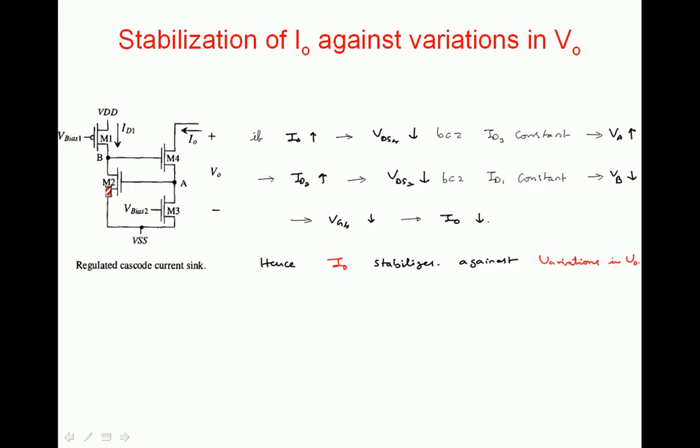Since ID2 cannot increase, the increase is expressed as a reduced drain to source voltage across M2, so when ID2 increases, VDS2 tries to reduce. VDS2 reducing means the voltage at point B is reducing. The voltage at point B is the gate voltage of M4. So VG4 reduces. Whenever the gate voltage of M4 reduces, the corresponding drain current reduces in saturation. So even though I naught tries to increase, that increase is compensated by a reduction in I naught. This is the loop followed by M2 and M4. As I naught tries to increase, it is compensated, so that I naught is stabilized.